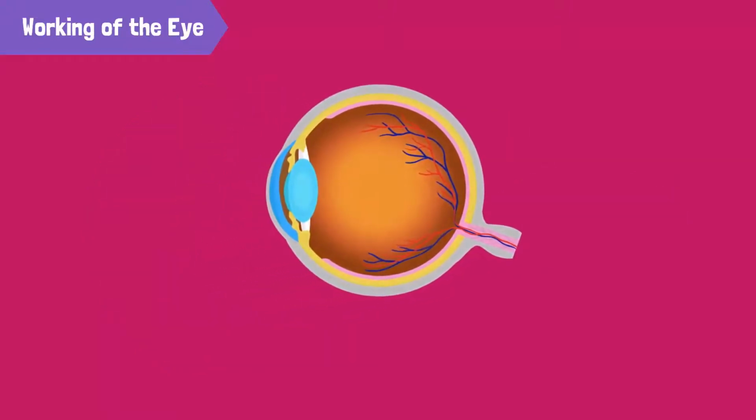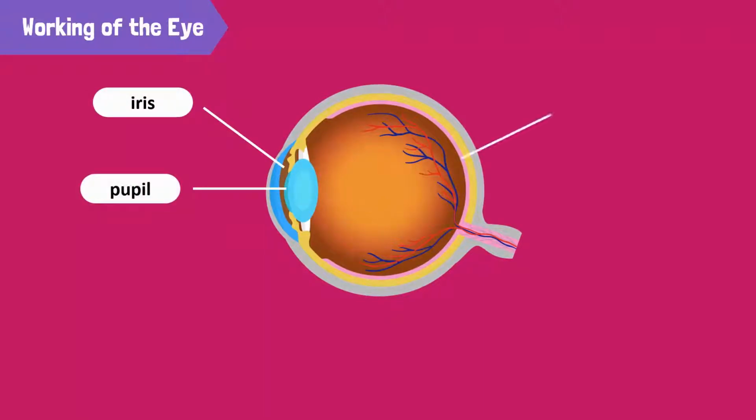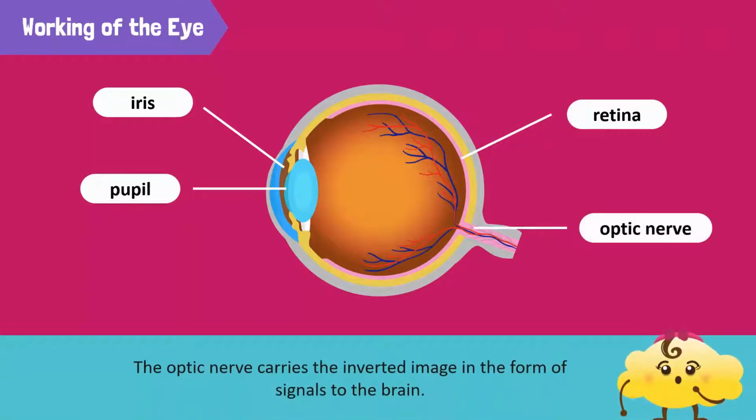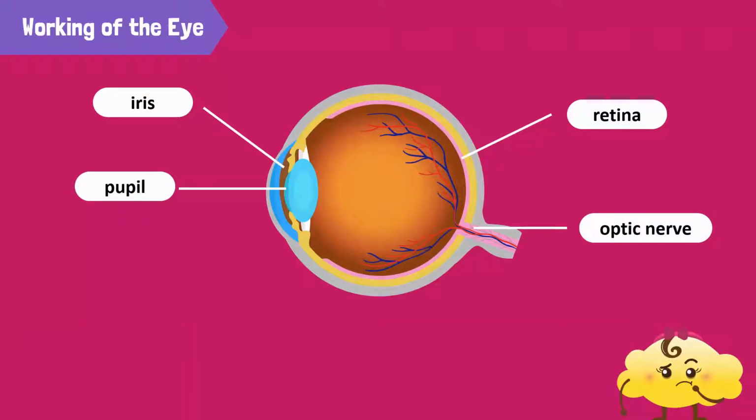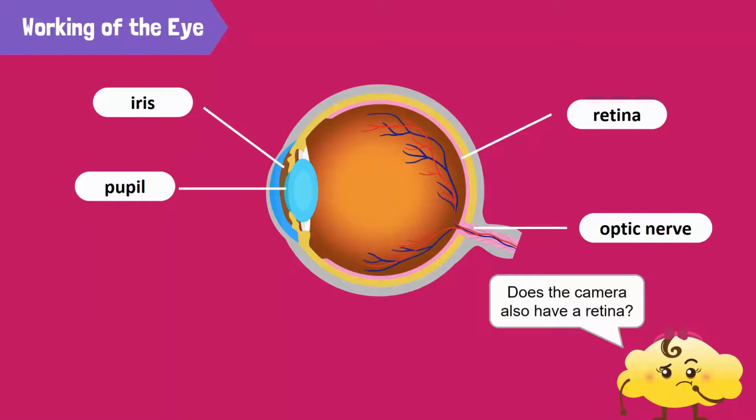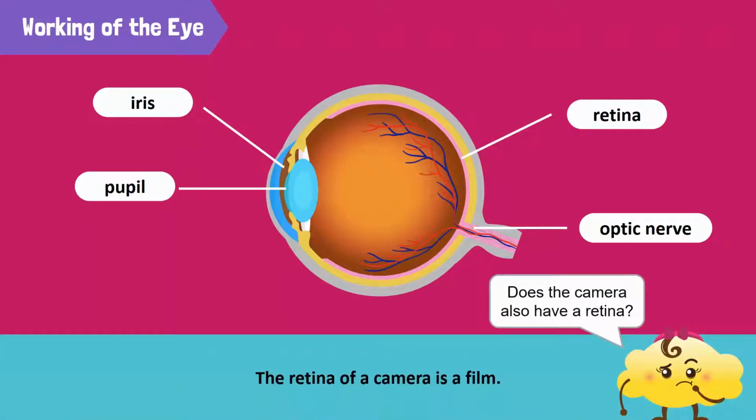The light coming from an object enters the eye through the iris and passes through the pupil, forming a real and inverted image on the retina. The optic nerve then carries the image in the form of signals to the brain. Yes, the retina of a camera is called a film.